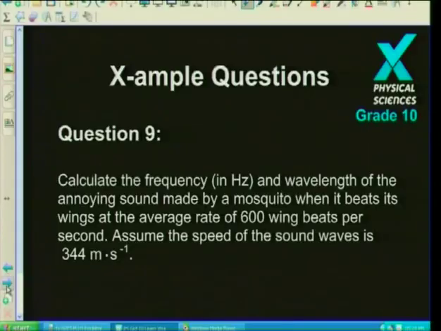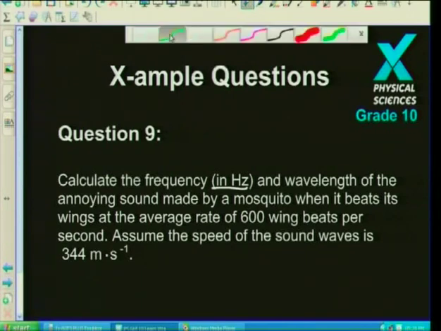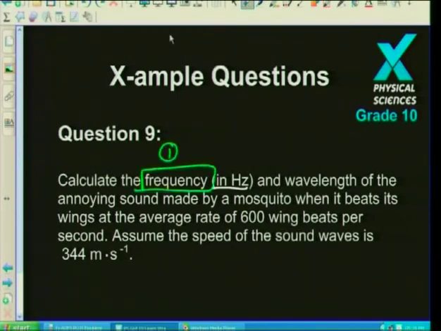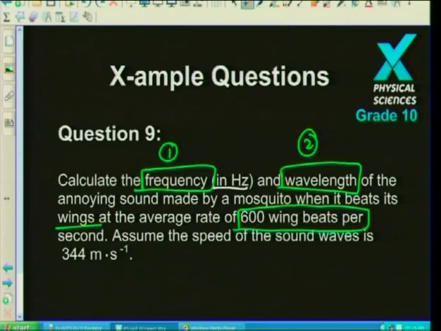You ready for another one? Let's go to next question 9. Question 9 says to us, calculate the frequency in hertz, that's nice, and wavelength. They're asking you to calculate 2 things. Let's just quickly note that. Frequency, so that's the first part of my question, and wavelength, that's the second part, of the annoying sound made by a mosquito when it beats its wings at an average of 600 beats per second. Assume the speed of the sound wave is 344.